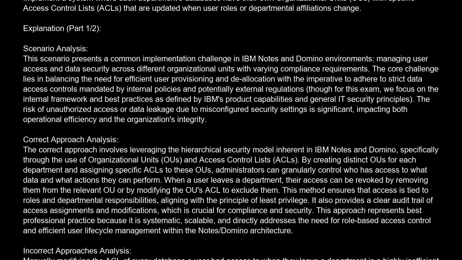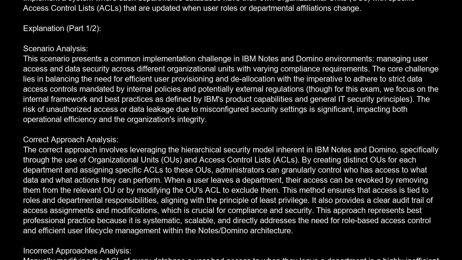Correct approach analysis. The correct approach involves leveraging the hierarchical security model inherent in IBM Notes and Domino, specifically through the use of organizational units, OU, and access control lists, ACL, by creating distinct OUs for each department and assigning specific ACLs to these OUs. Administrators can granularly control who has access to what data and what actions they can perform. When a user leaves a department, their access can be revoked by removing them from the relevant OU or by modifying the OU's ACL to exclude them.